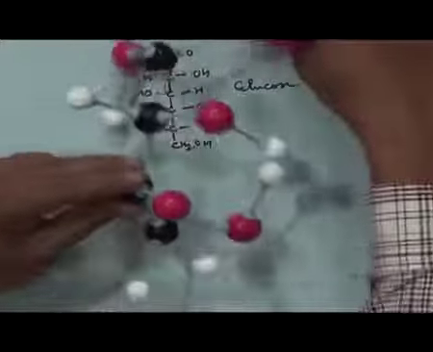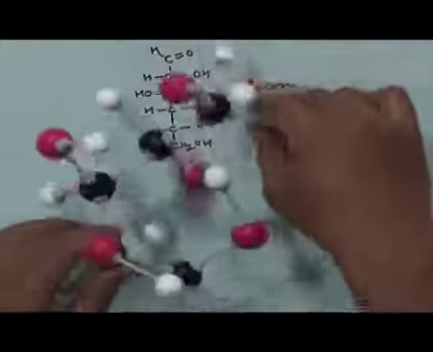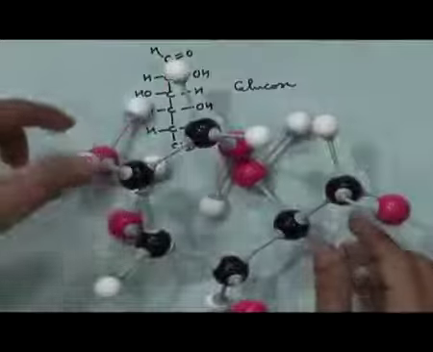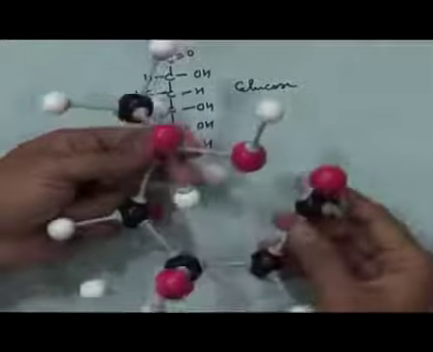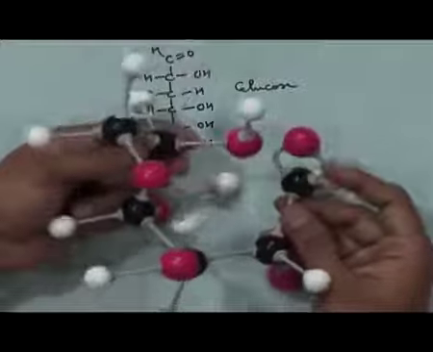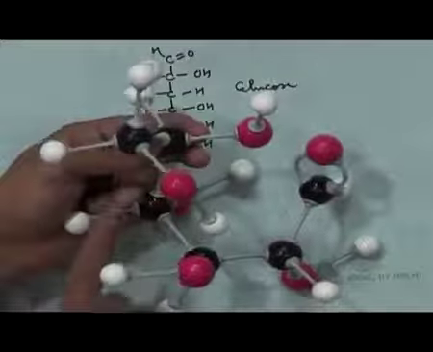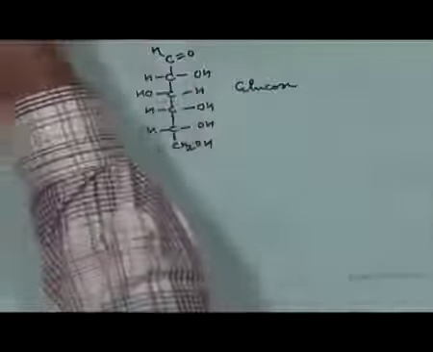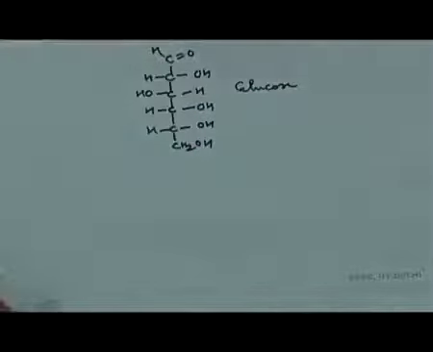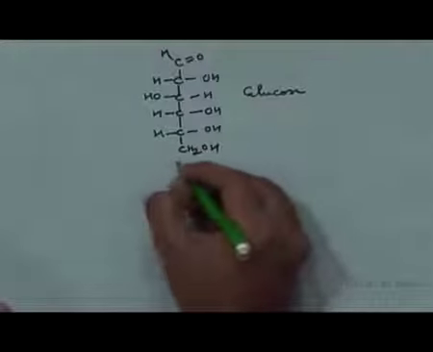If I leave it freely, then as I mentioned, the carbon at the 5 position is coming closer to the aldehyde group. You can see here 1, 2, 3, 4, 5. The 5 position is coming closer to the aldehyde group. So let me draw the cyclic structure to make you understand in a better way.